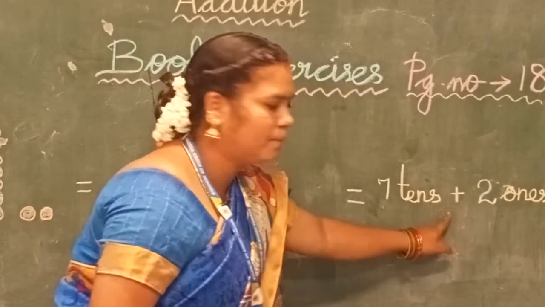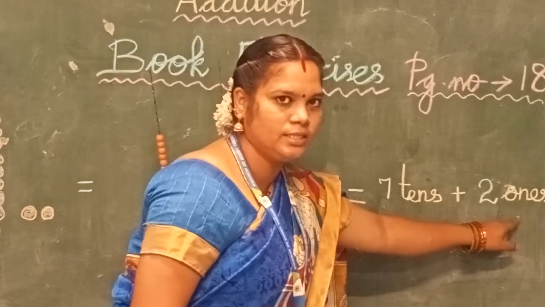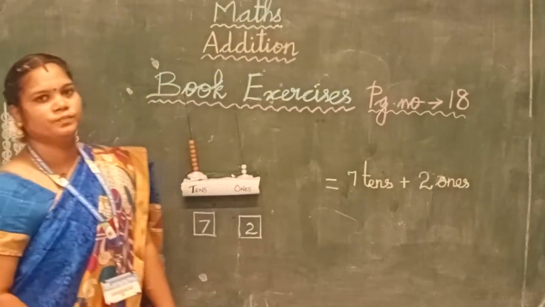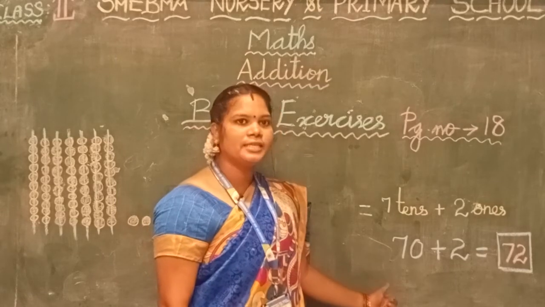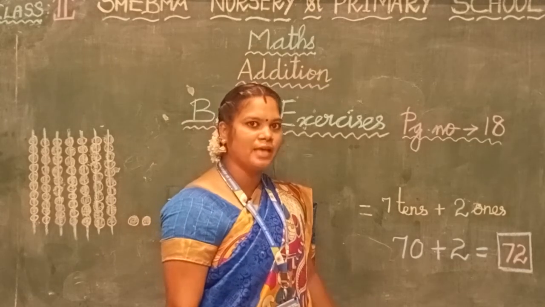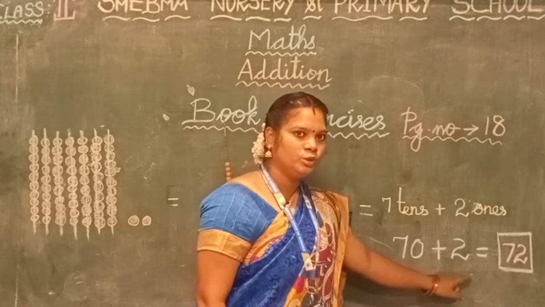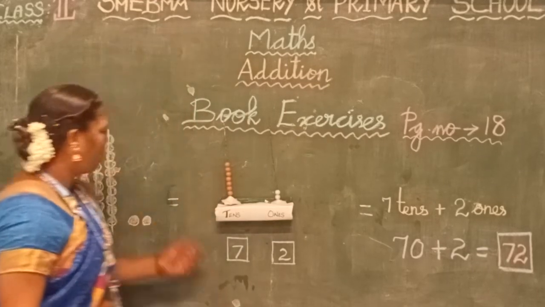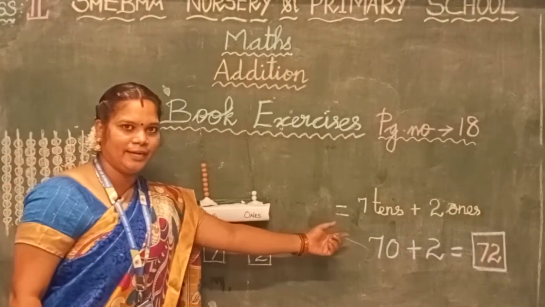2 ones plus 7 tens. That is the expanded form of 72. 70 plus 2, 72. Abacus form, expanded form.